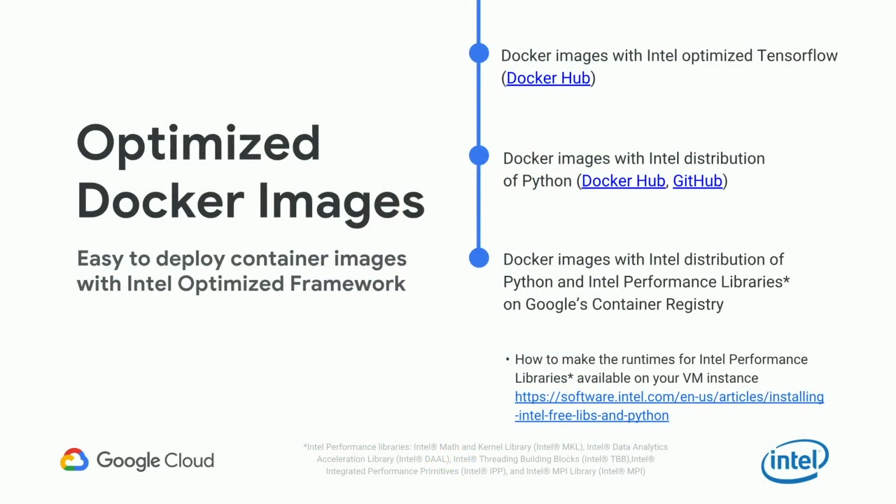We've also been working with Google to make Intel distribution of Python as well as some Intel performance libraries available on Google Container Registry. The Intel performance libraries include libraries like Intel Math Kernel Library, Intel Threading Building Blocks, Intel MPI, IPP, and Data Analytics Acceleration Library. For you to be able to use these libraries on your VMs, you need to make sure that your runtime is actually available for these libraries, and there's good instructions on the link on the website where you can download these, basically download the runtimes and make them available in your VM instances.